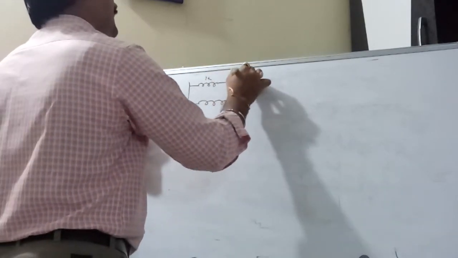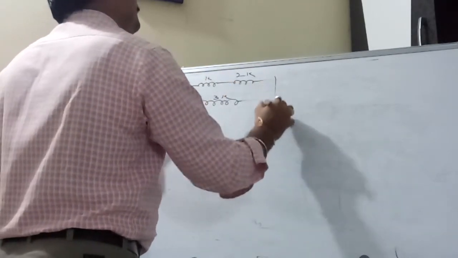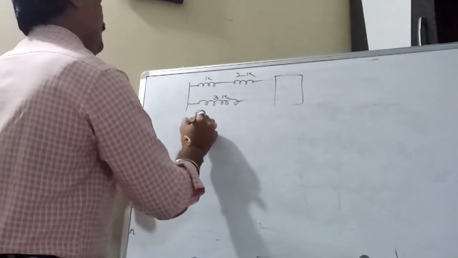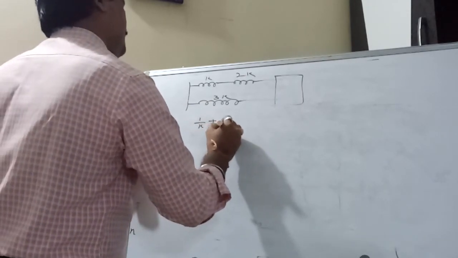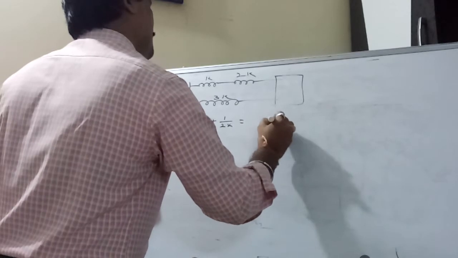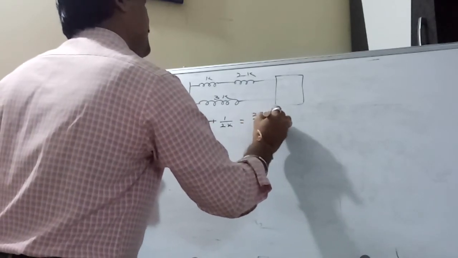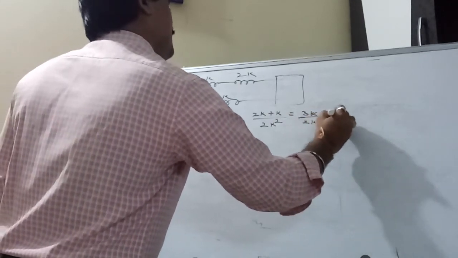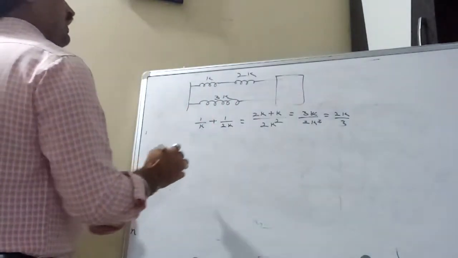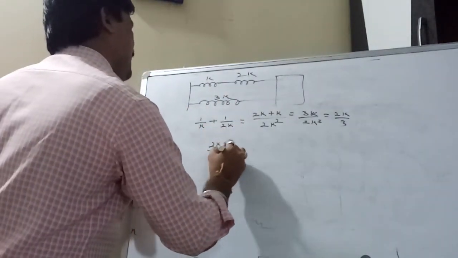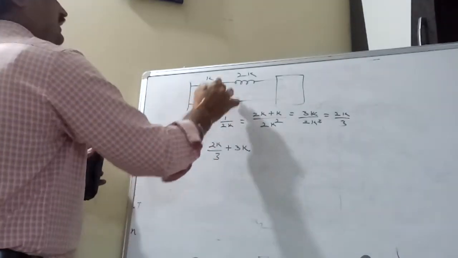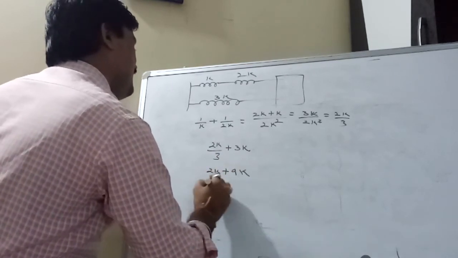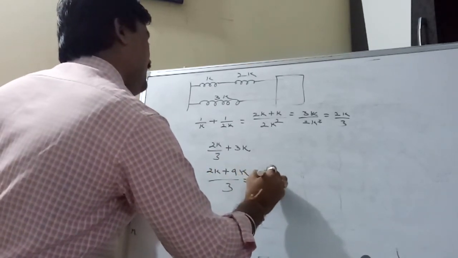Next, K, 2K and 3K. Here the first two are in series and then parallel. So 1 by K plus 1 by 2K, that is (2K plus K) by 2K square, that is 3K by 2K square. So 2K by 3. Then 2K by 3 plus 3K, the parallel connection: 2K plus 9K by 3, that is equal to 11K by 3.